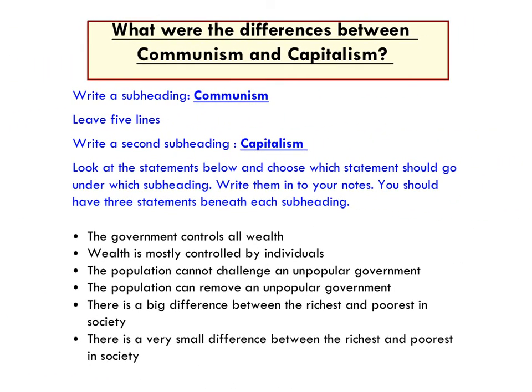So, what were the differences between communism and capitalism? This is your activity. I want you to write a subheading which says communism, then leave 5 lines or leave a decent space, and then write a second subheading which is capitalism. And then I want you to look at the statements below, these bullet points, there's 6 of them altogether, and I want you to choose which statement works for communism and which works for capitalism and write them underneath the correct subheading. So you'll look at this first one, the government controls all wealth. You need to decide, does that sound like something that would happen in a communist country or a capitalist country? If you think it was a communist country, write it underneath the communism subheading. Okay, pause your video now to have a go.